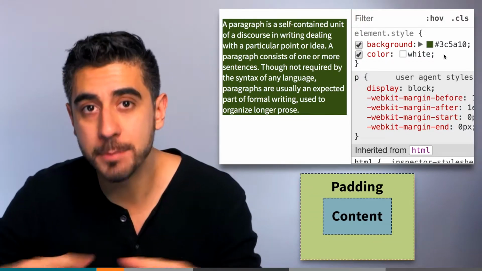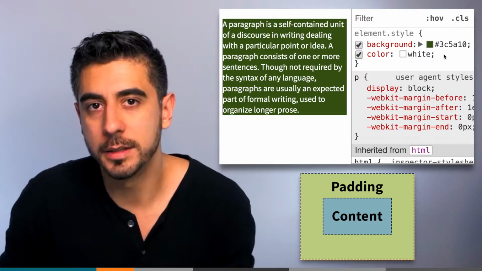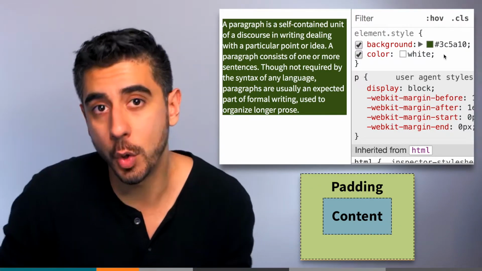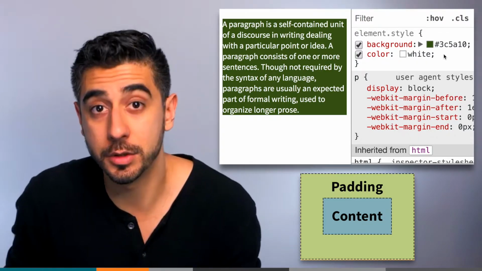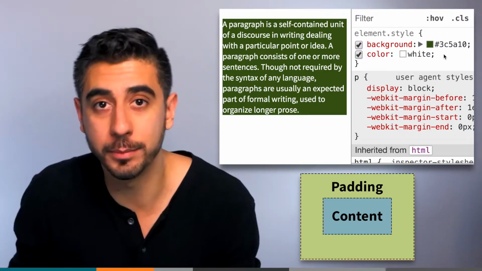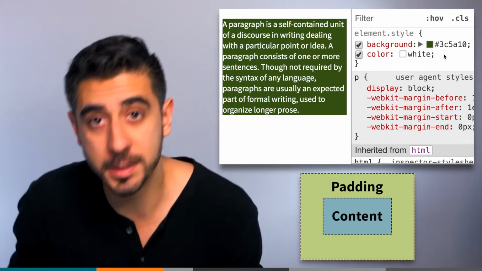Then you have padding. Padding is the space between the content and the edges of the box. This gives you some room to show your content without feeling so cramped and claustrophobic. Right now we have that problem on our page. This is something referred to as negative space.